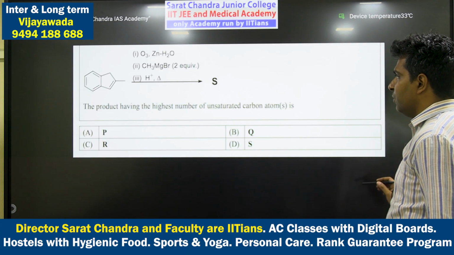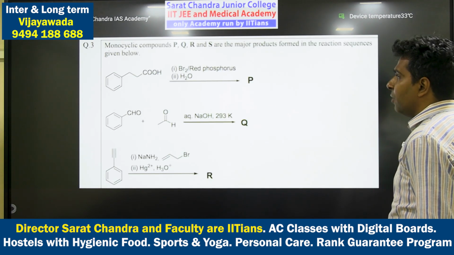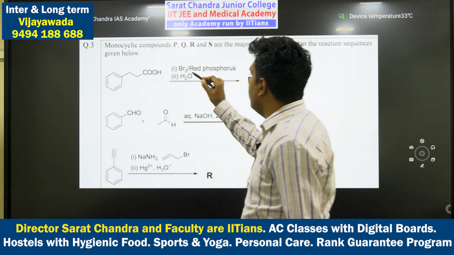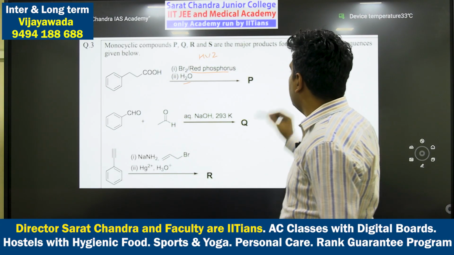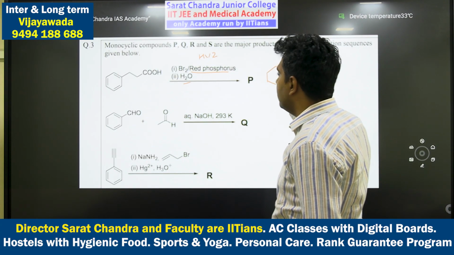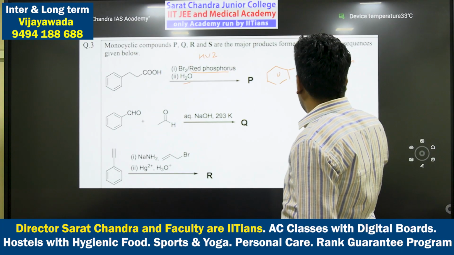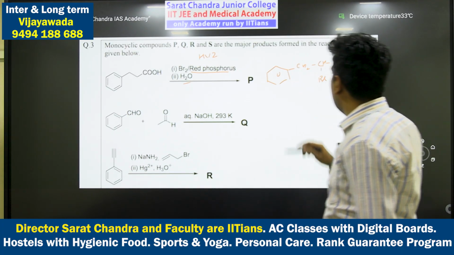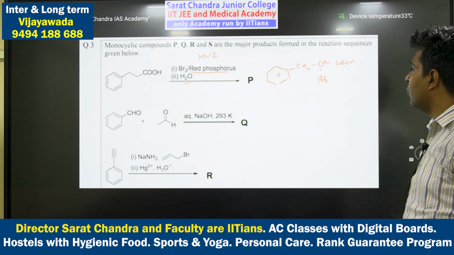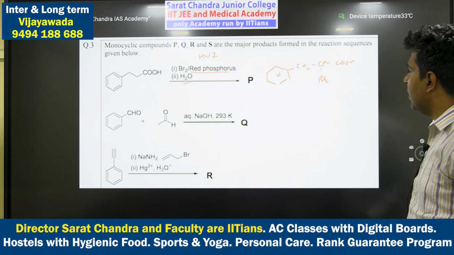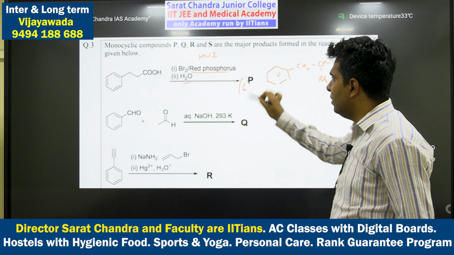So let us make the products first. Let us make the product for P. So what is P basically? Bromine, red phosphorus, hydrolysis. This is the HVZ, Hell-Vollhard-Zelinsky reaction. So the substitution of bromine will take place at the carbon adjacent to the carboxylic group. So this is allylic substitution. Over here, bromine will be substituted at the carbon adjacent to the carboxylic group. So this is basically the structure of P. Now, unsaturated carbons: over here the unsaturated carbons are 6 in the benzene ring. So unsaturated carbons in P is 6.